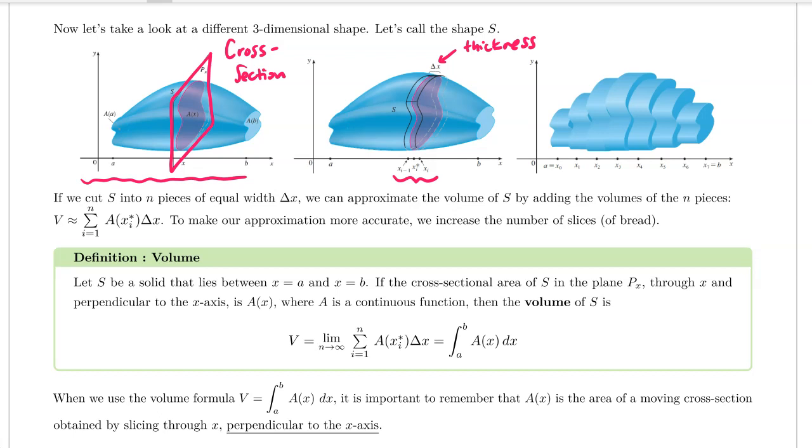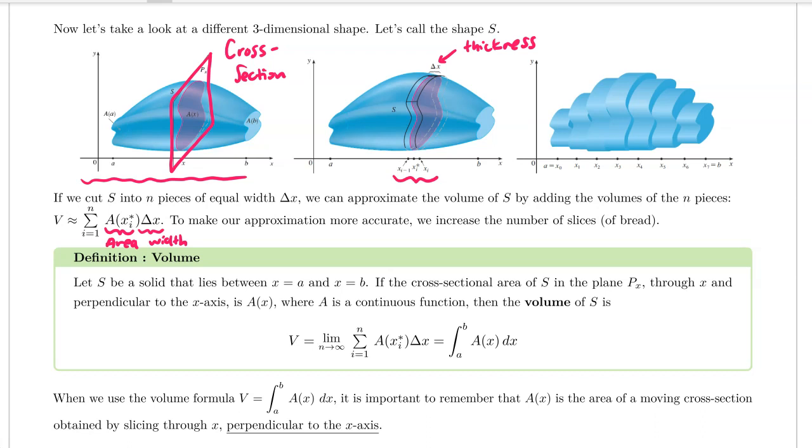Again, if we cut S into n pieces of equal width delta x, we can approximate the volume of S by adding the volumes of the n pieces. So the volume is approximately equal to this summation. Now, what is it that we're summing? This represents the area of one of the cross sections, and this represents the width of one of those slices of bread. So basically we're summing the volumes of each of these when we multiply the area times the width. To make our approximation more accurate, we increase the number of slices of bread.